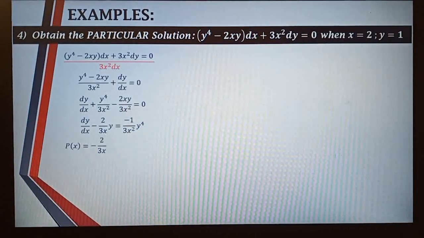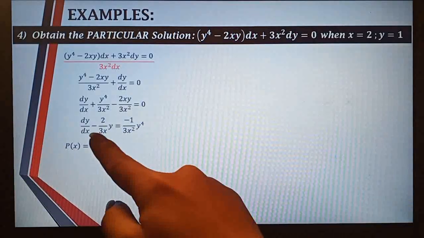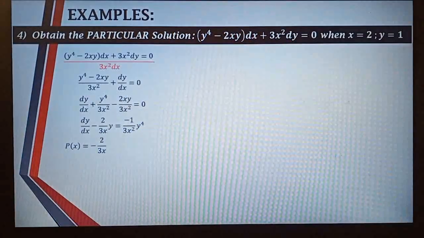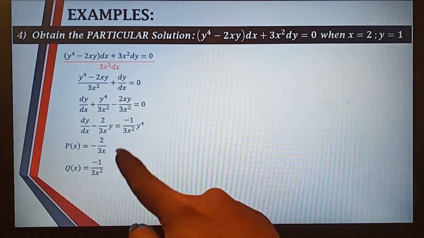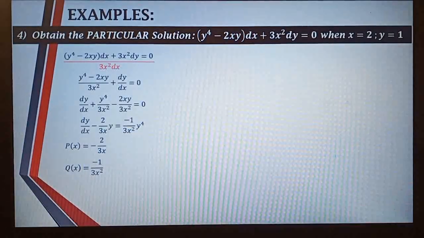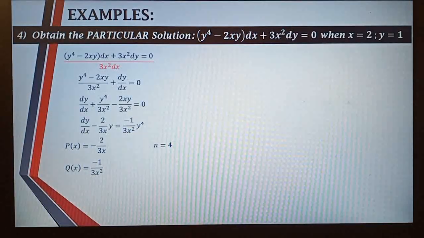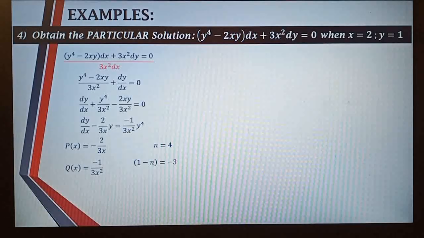So our p of x is 2 over 3x, which is negative. Then our q of x is negative 1 over 3x squared. Then our n is 4. Our 1 minus n is negative 3.